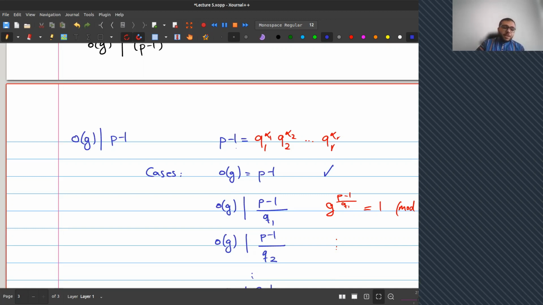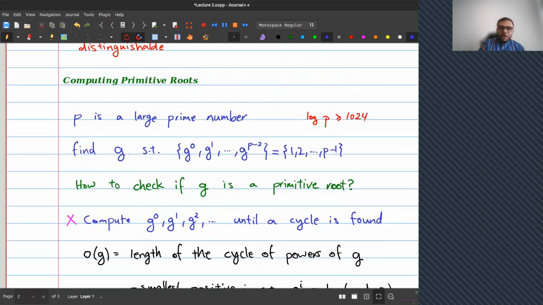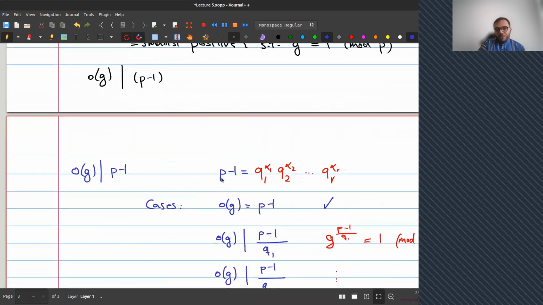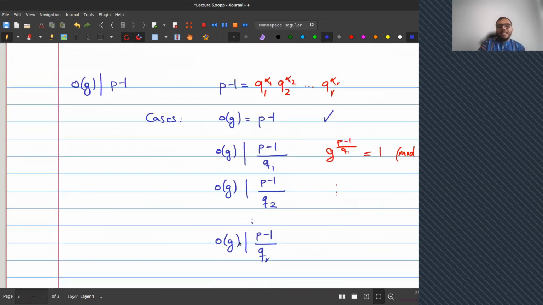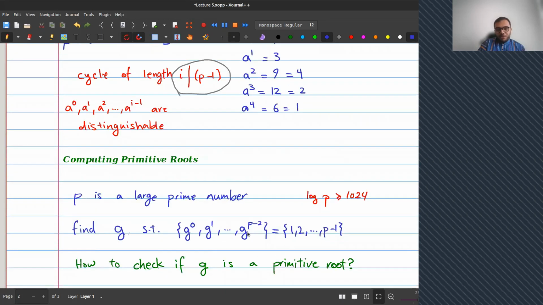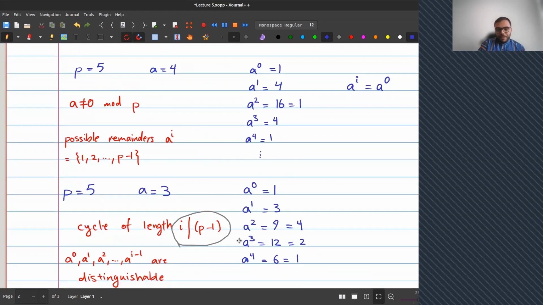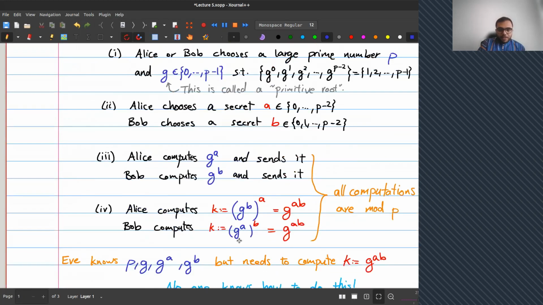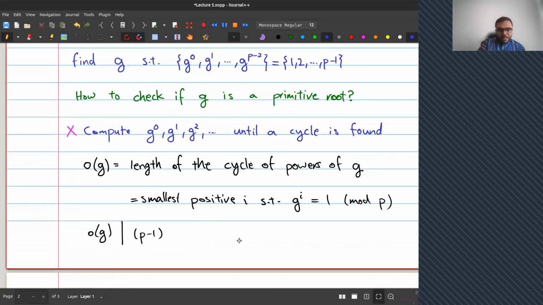So in practice, what happens is that you use libraries, and these libraries actually use prime numbers of very specific formats. They use a prime P such that it's easy to factorize P minus one. And then they can factorize P minus one. And because they can factorize P minus one, they can check whether a particular number is a primitive root modulo P. Okay. So that's basically the idea there.